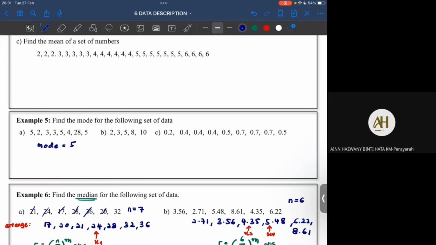Example, question B: 2, 3, 5, 8, 10. What is our mode? None repeats, none appears the most. So the answer? None. Okay. The answer is not zero, zero is data. So the answer is none. Writing tiada is also fine. So for C, as you can see, 0.4 appears 3 times, and 0.7 also appears 3 times. So mode can be more than 1. So mode is equal to 0.4 and 0.7. Okay, it can be more than 1.